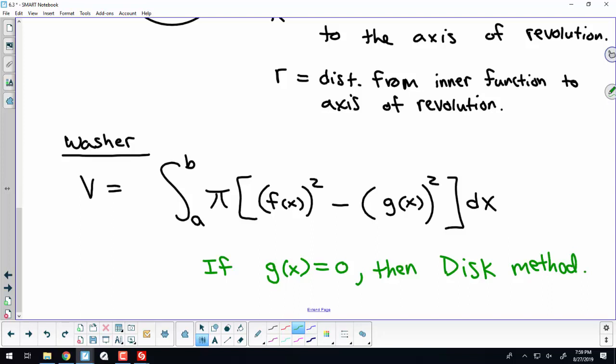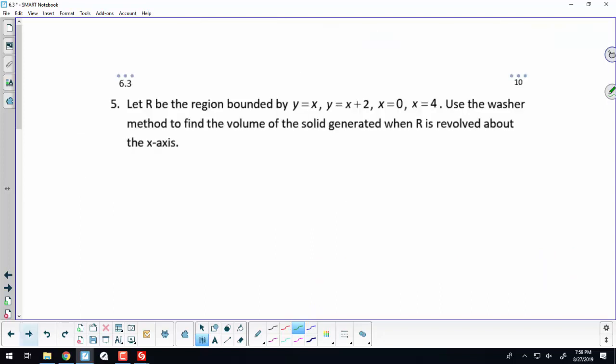Okay, so it's a little bit more complex. And the analogy here is what we did in 6.2. The analogy of what we did with the disk is from Calc 1, just finding areas that way. So let's look at the region bound by y equals x plus 2, x equals 0, and x equals 4. And we'll use the washer method.